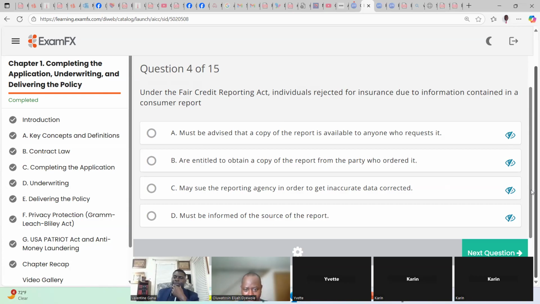Let's start with A. A says must advise that a copy of the report is available to anyone who requests it. Does that sound true? No. Correct. That doesn't sound like what might be the right answer here. And C should go too, I think, C too.